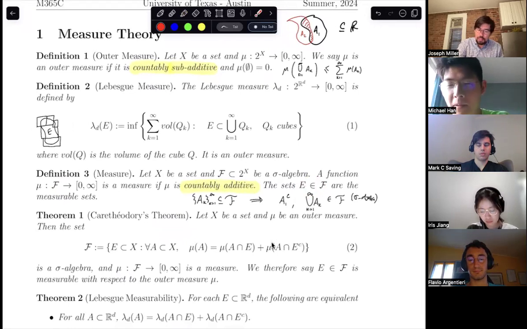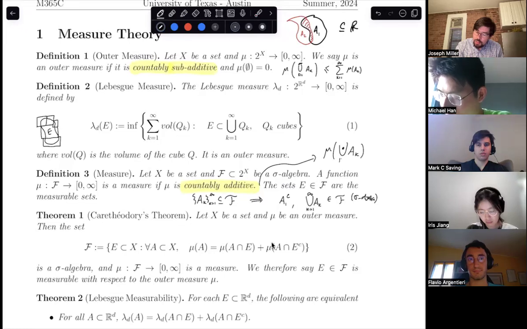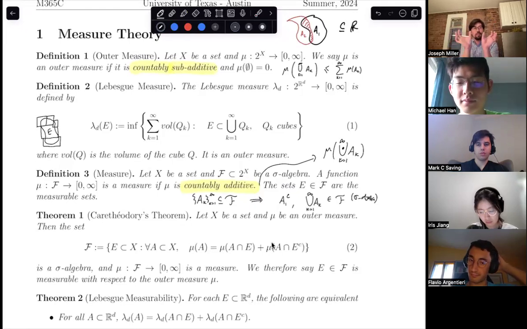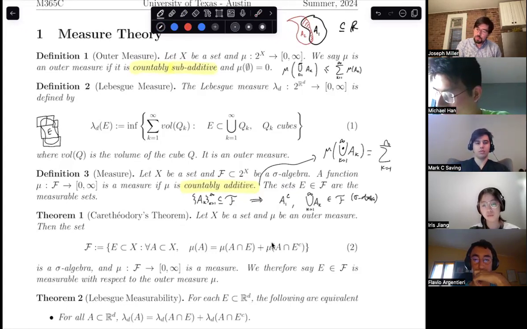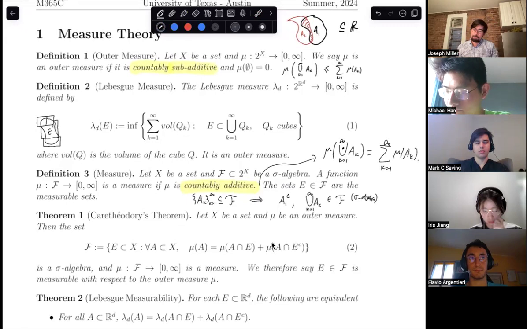So what I mean by countable additivity is the following. I just mean when I take the measure of a union of A_k that are disjoint. When I write a union with a dot, that means that if I take any two, like an A1 and an A2, and I intersect them, then the intersection's empty. So I don't have overlaps like this. So if I do that, I should actually recover the sum from k equals 1 to infinity of mu of A_k.